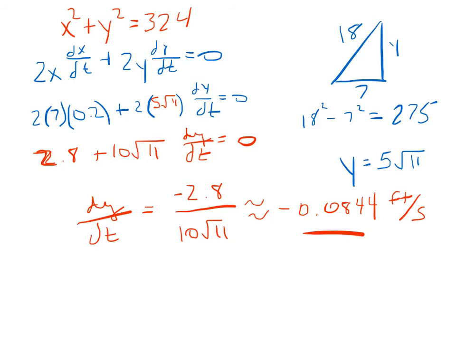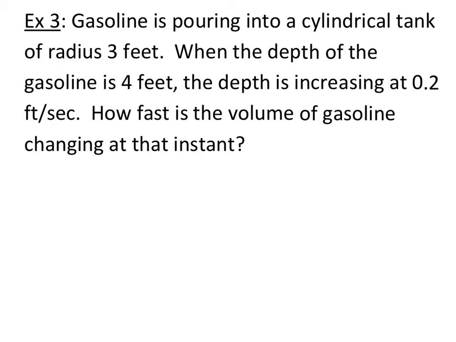This one talks about pouring gasoline into a cylinder. Example 3. Gasoline is pouring into a cylindrical tank of radius 3 feet. When the depth of the gasoline is 4 feet, the depth is increasing at 0.2 feet per second. How fast is the volume of gasoline changing at that instant? So let me start by drawing a picture. Here's my cylinder.